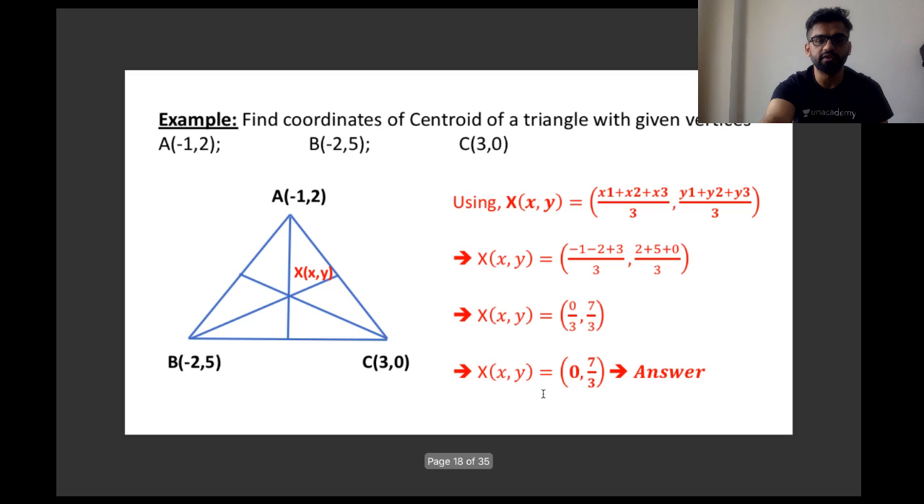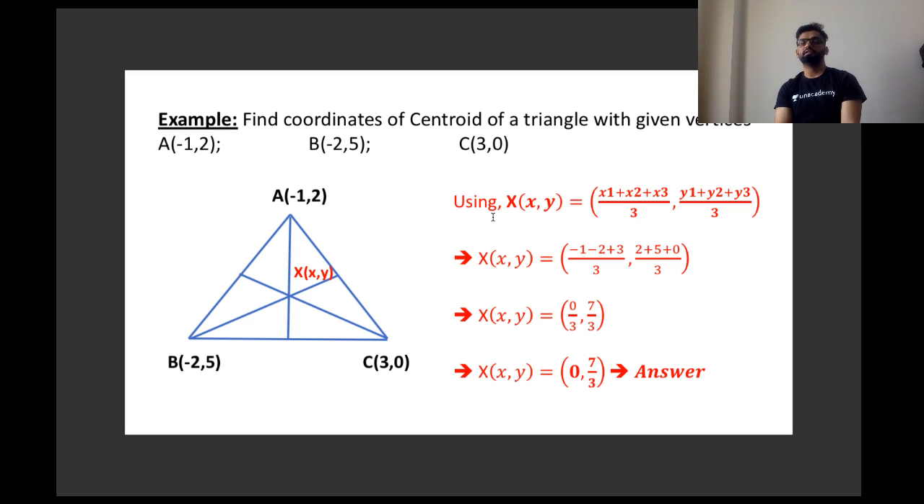The coordinates are x, y. For example, let's do an example based on this learning of centroid, incenter and circumcenter. Find the coordinates of the centroid of a triangle with given vertices. Vertices are A (minus 1, 2), B (minus 2, 5), C (3, 0). There are three vertices given and I have to find the coordinates of the centroid of this triangle.